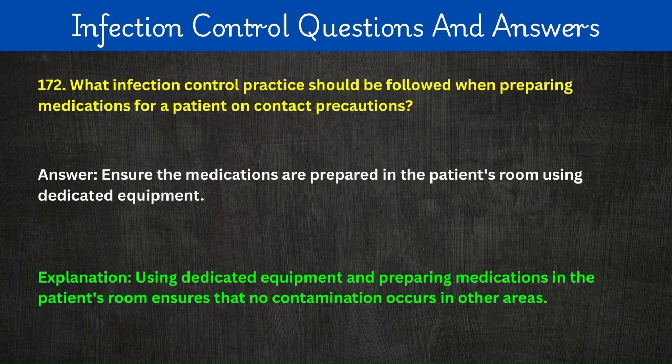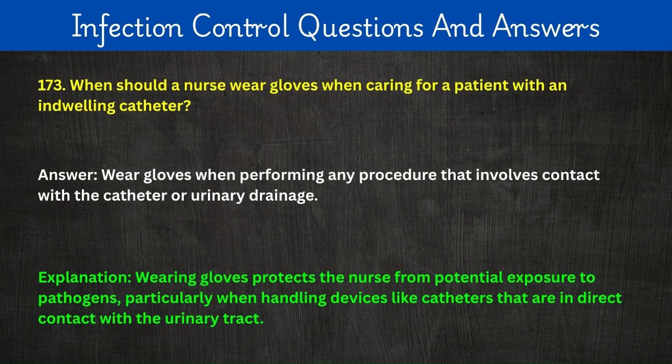172. What infection control practice should be followed when preparing medications for a patient on contact precautions? Answer: ensure the medications are prepared in the patient's room using dedicated equipment. Explanation: using dedicated equipment and preparing medications in the patient's room ensures that no contamination occurs in other areas.